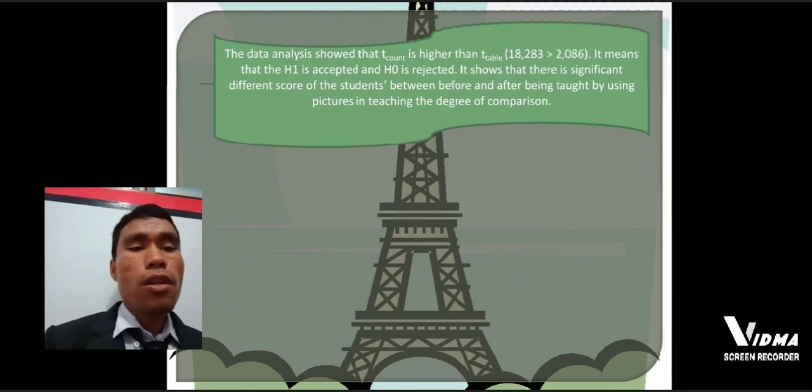The data analysis showed that t-count is higher than the table. It means that the H1 or alternative hypothesis is accepted and H0 is rejected. It shows that there is a significant difference score of the students between before and after being taught by using pictures in teaching the degree of comparison.